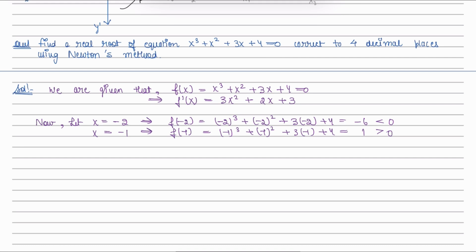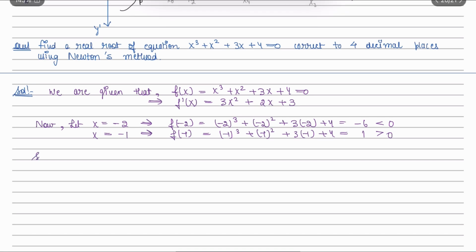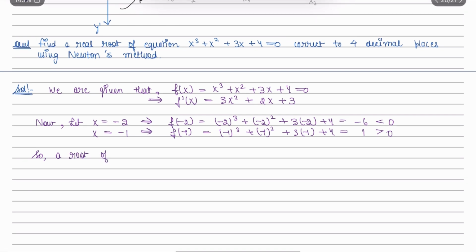Since the intermediate value property is satisfied for the value of x equal to minus 2 and minus 1, a real root of given equation lies between minus 2 and minus 1. Since we have understood that initial approximation in Newton's method is very crucial, we have to take the initial approximation which is near to 0.